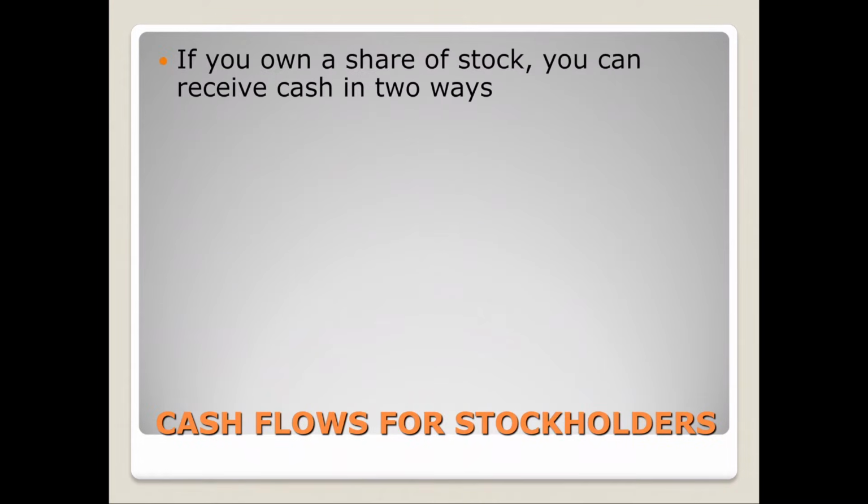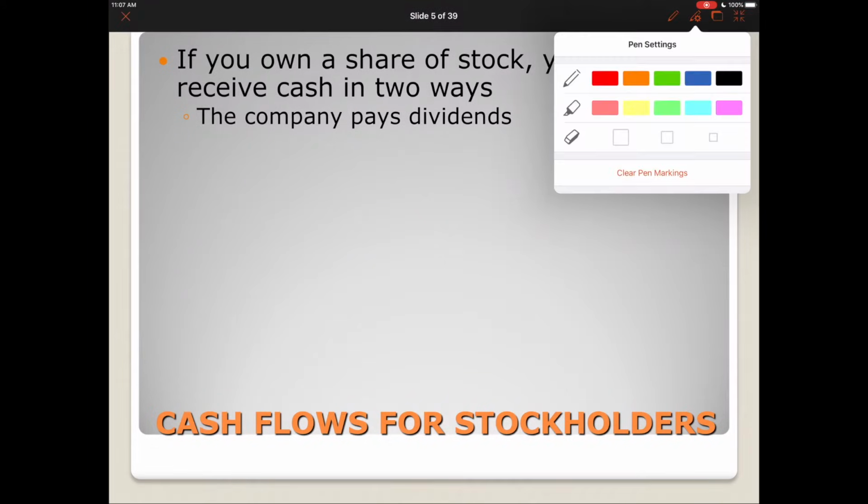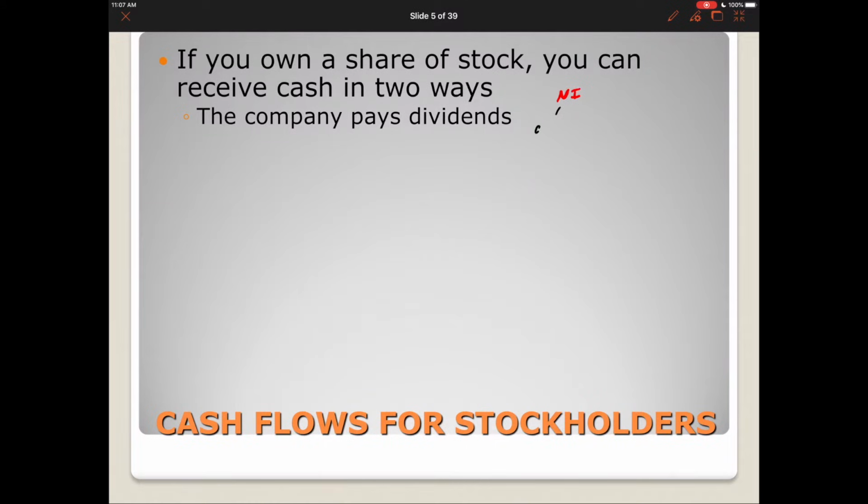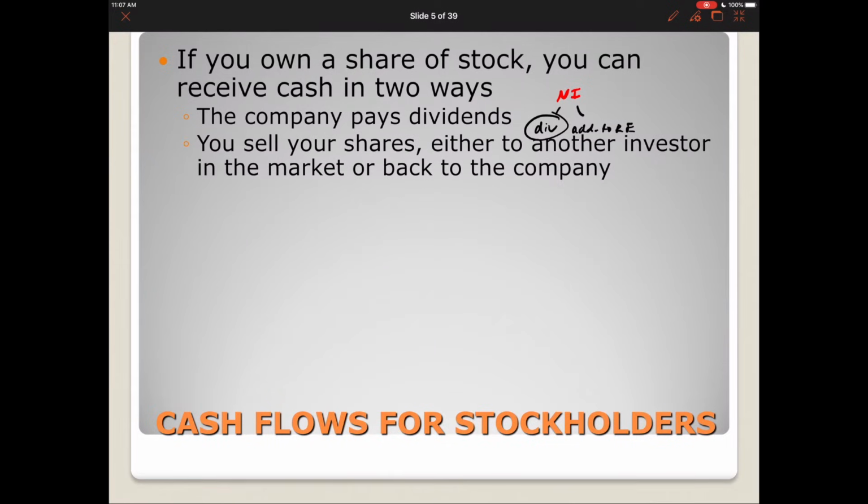If you own shares of stock in a company, you can receive cash flows in one of two ways. The first way would be receiving a dividend. If you think back to Chapter 2, after a company goes through all of their expenses, they get down to their bottom line, their net income. With their net income, a company has two options. They can either pay it out in the form of dividends or add it back to the company in the form of retained earnings. As a dividend, that would be a cash flow that you could receive as a shareholder. The other way that an investor that has purchased a share in a company could receive a cash flow is actually selling their share. If you choose to sell your share either to another investor in the market or back to the company, that would be the second type of cash flow.